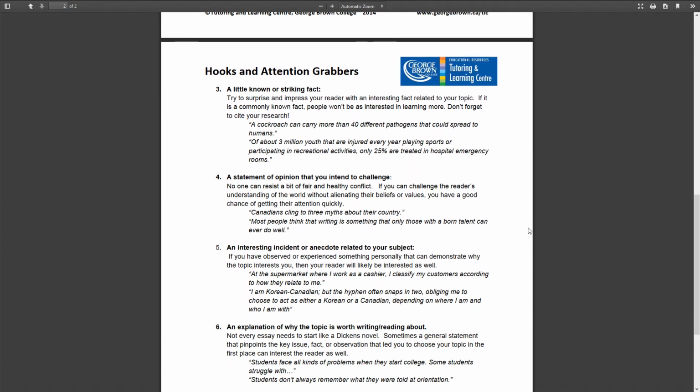Next, you could do number 5, an interesting incident or an anecdote that's related to your subject. An example of an incident or anecdote could be, at the supermarket where I work as a cashier, I classify my customers according to how they relate to me. Now, remember, in your essay, you would have to take these personal pronouns and change them to an incident that happened to someone else outside of you, because you can't use personal pronouns.